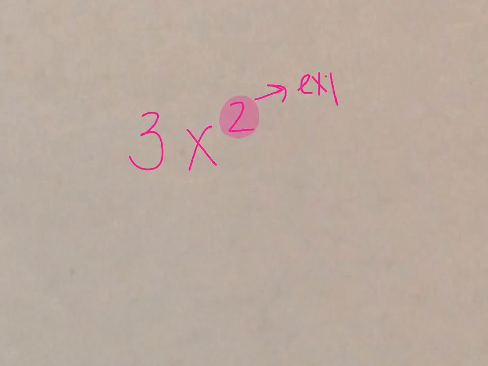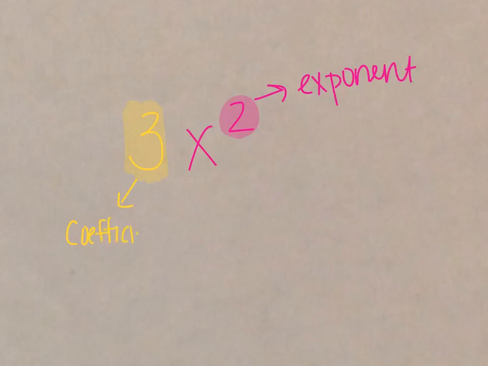Yes, it's the exponent. Okay, what about the 3 that's here in front? Yes, it's the coefficient. That's a funny word to spell. And then lastly, we have our x here. And x is called our base. Anything that has an exponent attached to it is considered the base.